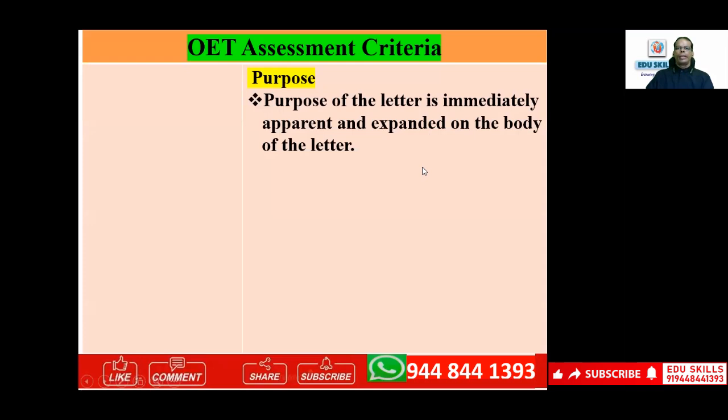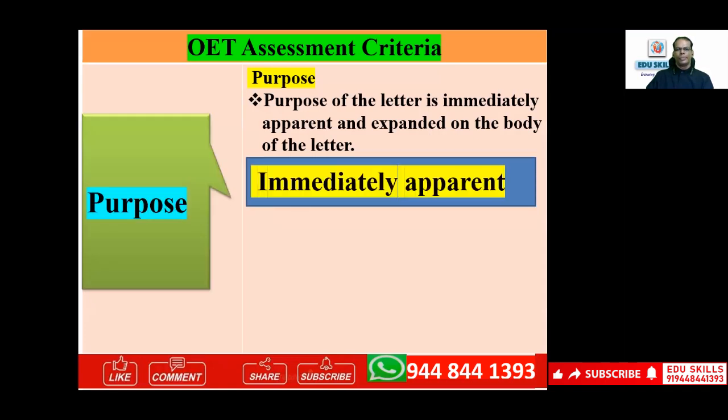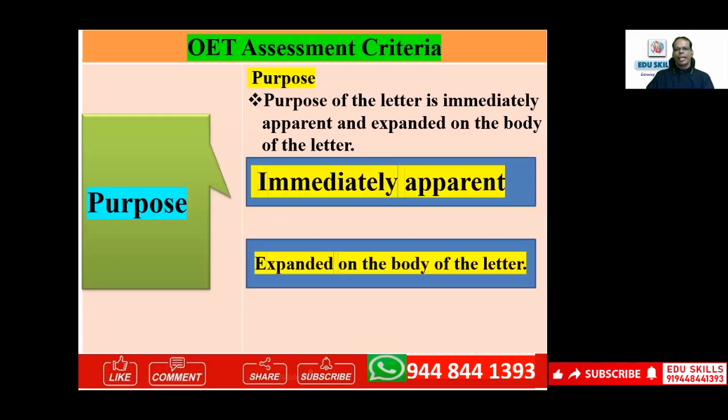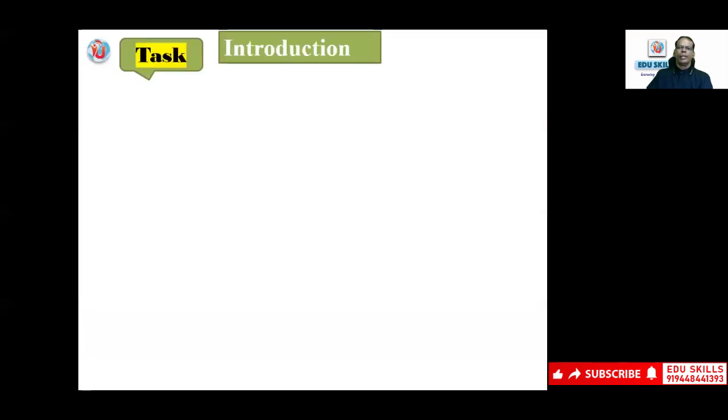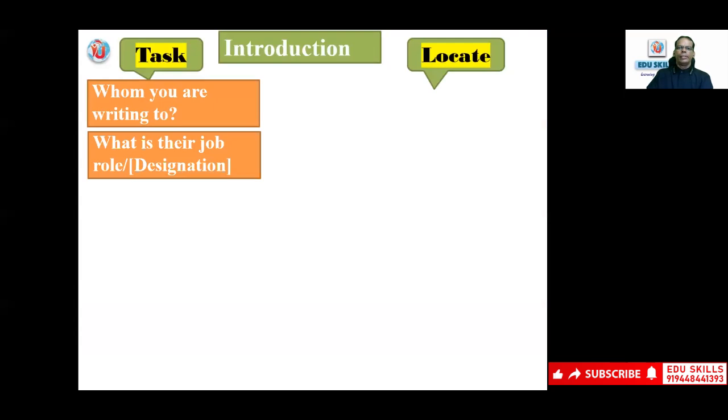So the OET assessment criteria: purpose of the letter is immediately apparent and expanded on in the body of the letter. Which means it's immediately apparent in the introduction paragraph, but it must be expanded on in the body of the letter. It should be explained in detail in the other paragraphs in the body of the letter. That's the assessment criteria.